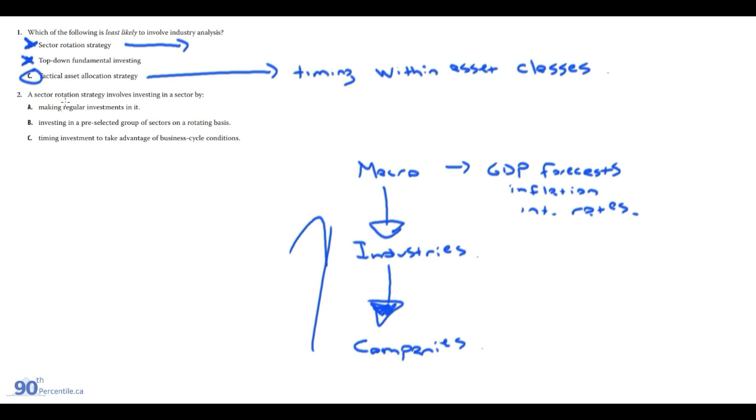And then next, a sector rotation strategy involves investing in a sector by A, making regular investments to it. No, I kind of just mentioned that it's used to time investments to take advantage of the business cycle. So it's not making regular investments, or else that would just be like if you were even weighted across a bunch of different industries, there wouldn't be a rotation if you were just making regular investments.